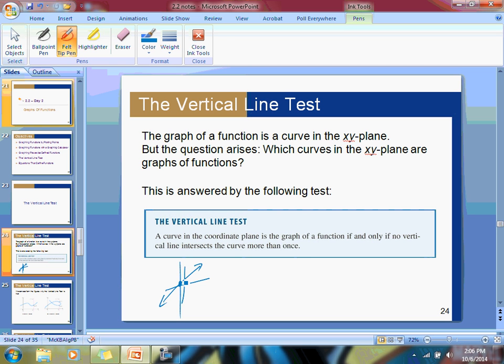So the definition here says that the graph of a function exists if and only if no vertical line intersects the curve more than once. So if you have a circle, for example, and you draw a vertical line, that vertical line is going to touch it twice, so that circle is not a function.